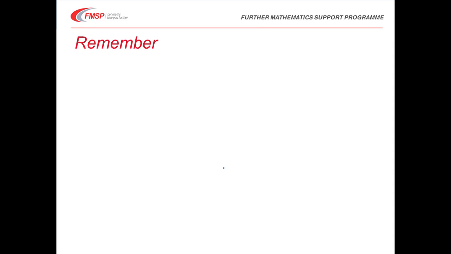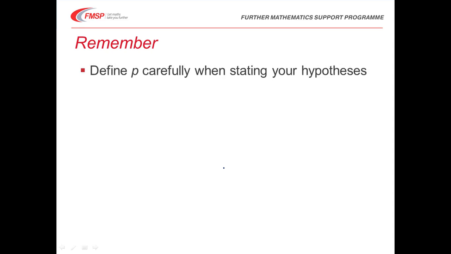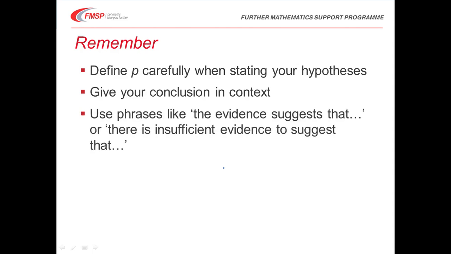And a few key points for making sure that you get full marks. Make sure that you define P carefully when you are stating your hypotheses. Make sure you give your conclusion in the context of the problem. Don't just say, accept the alternative hypothesis. That won't get you full marks. It will get you some credit. And importantly, couch your conclusion in somewhat indefinite terms. The evidence suggests that, or there is insufficient evidence to suggest yet that. You haven't proved anything. All you've taken is a sample, but that sample will provide evidence towards a decision.